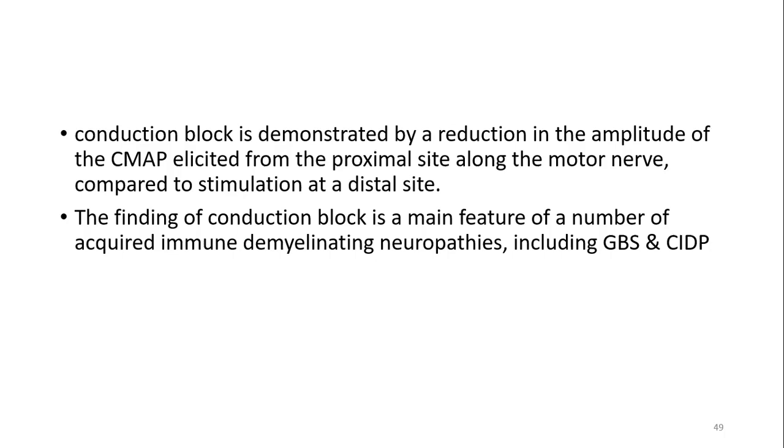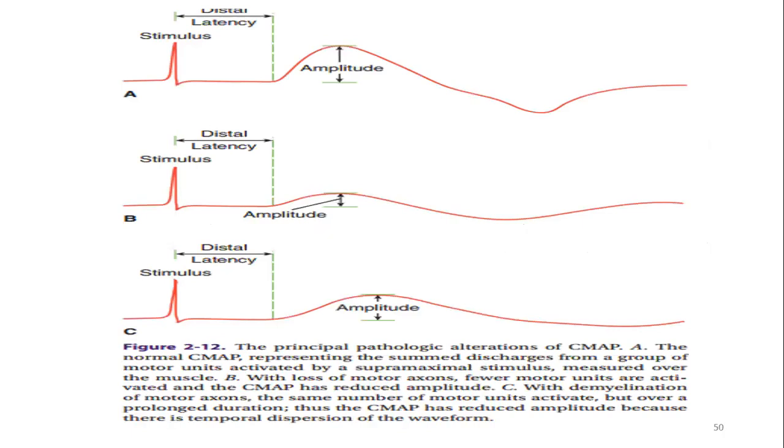We discussed previously what conduction block means. When there is a variation in the amplitude measured between the two electrodes, it shows us the presence of conduction block or sometimes conduction slowing. The finding of conduction block is the main feature of acquired demyelinating neuropathy. GBS or CIDP are the commonest examples. But the other important thing I want to tell you is what we call temporal dispersion.